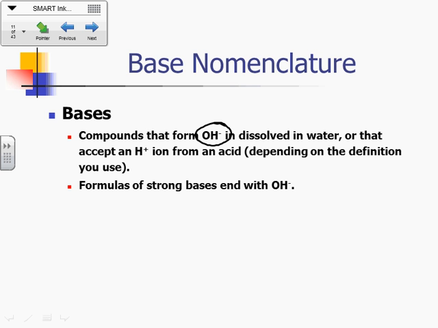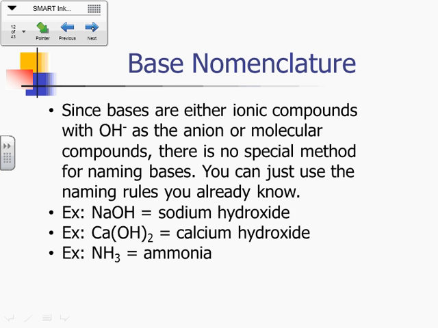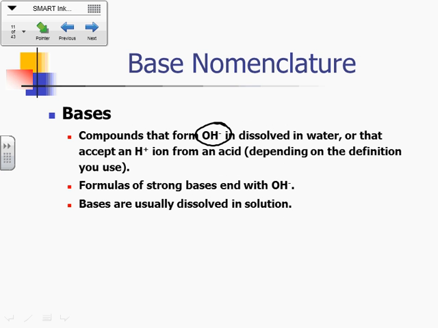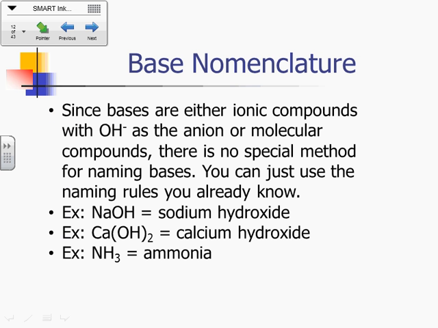So any compound that we have named or written a formula for already this year that had the OH minus in it, those are bases. Okay? So you've been naming and writing formulas for these, you just didn't know it. Bases are usually dissolved in solution. And since the bases are ionic compounds with OH minus as the anion, or sometimes they're molecular compounds, you don't need a special method for naming these.